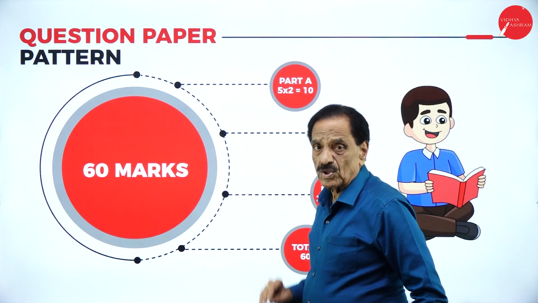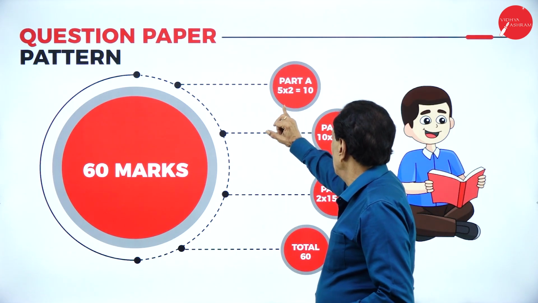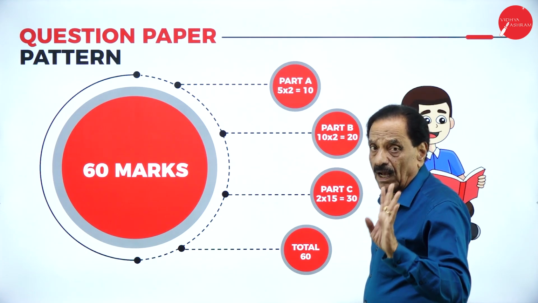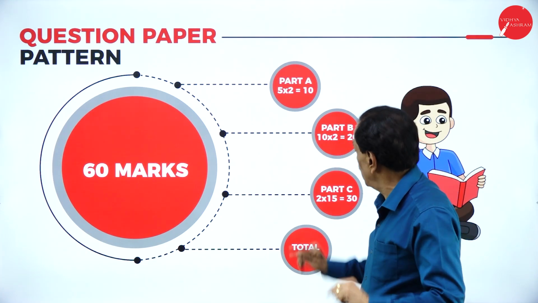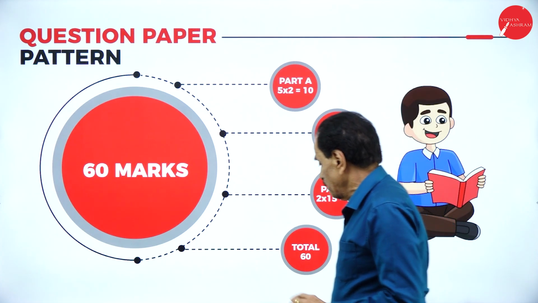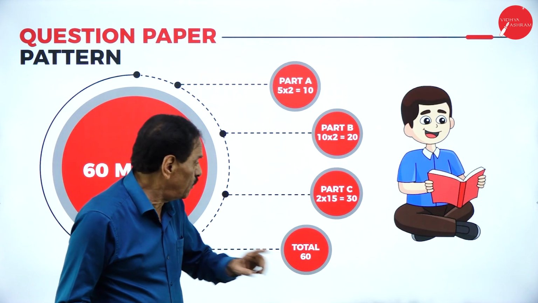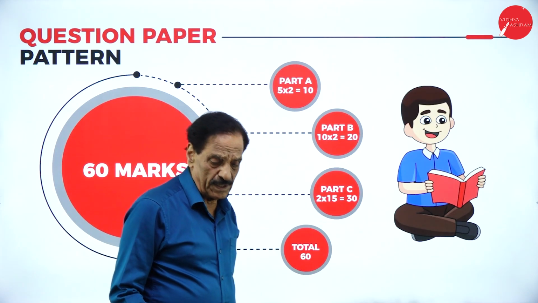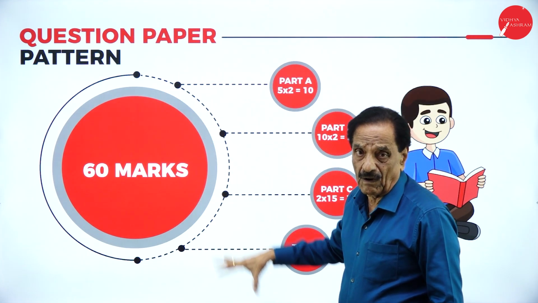So for 2 marks questions, we'll ask 7. You have to answer any 5, 5 into 2, 10 marks. Then Part B, we'll ask 4 questions. You have to answer any 2, each carrying 10 marks, 10 into 2, 20. Part C, we'll ask 4 questions. You have to answer any 2, each carrying 15, 30. Totally 60 marks coverage. This is the question paper pattern we have got.